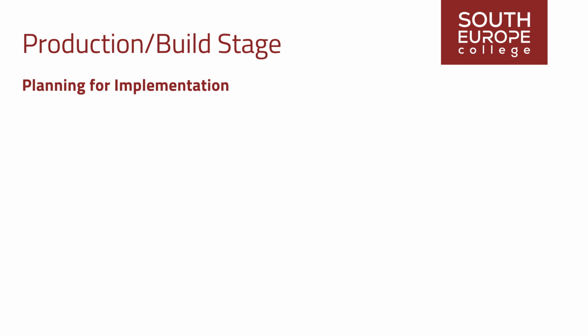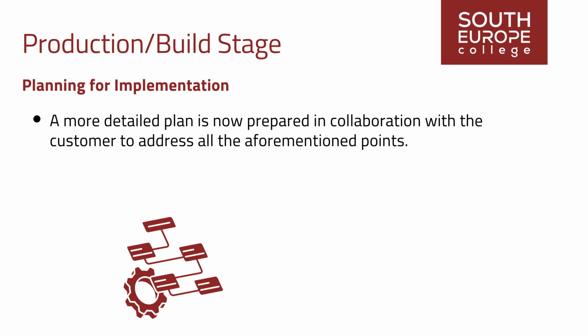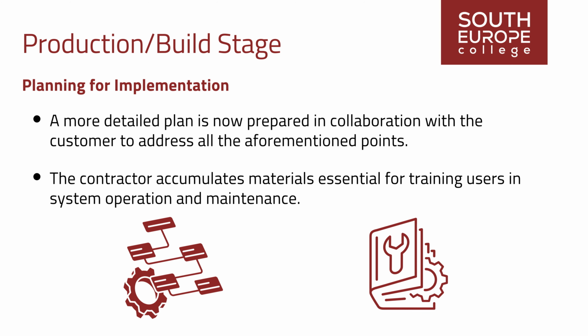While an initial implementation plan may have been outlined earlier as part of the project master plan, a more detailed plan is now prepared in collaboration with the customer to address all the aforementioned points. Concurrently, the contractor accumulates materials essential for training users in system operation and maintenance. While simple systems may require only a brief instruction pamphlet and a warranty, more complex systems necessitate a comprehensive and user-friendly training approach.